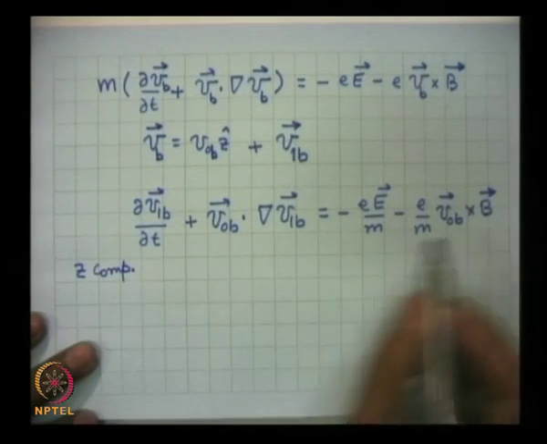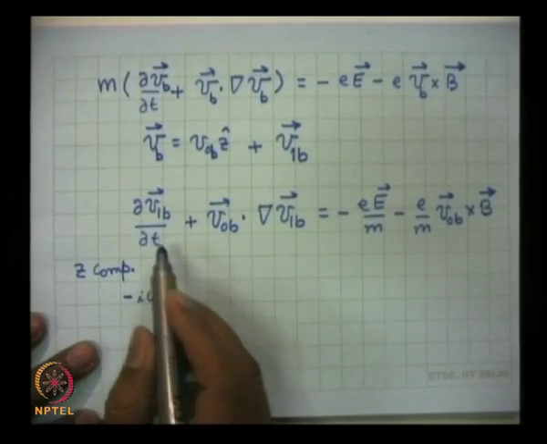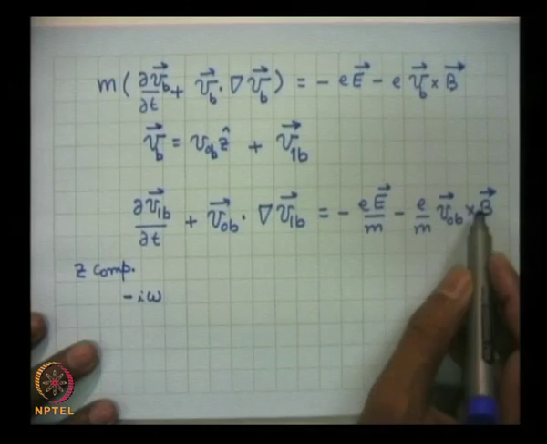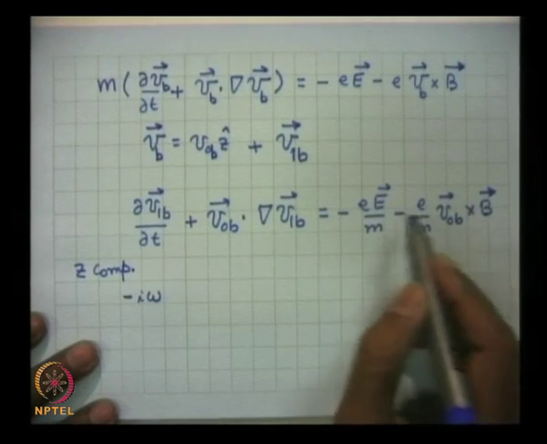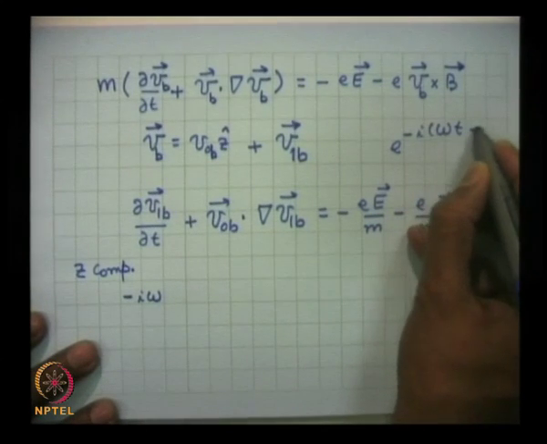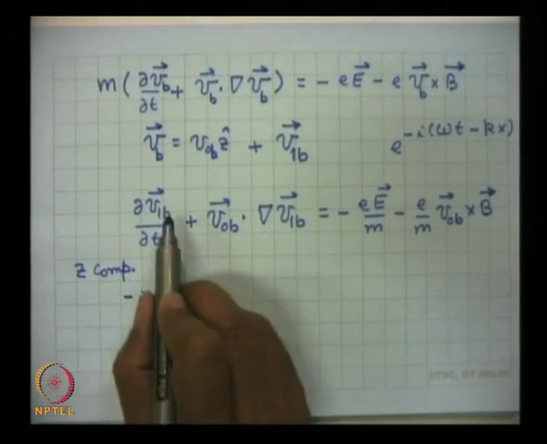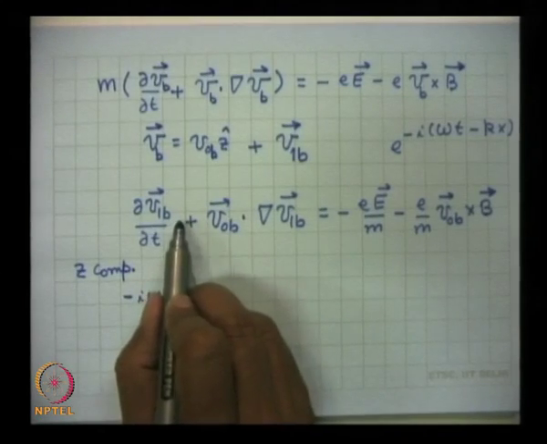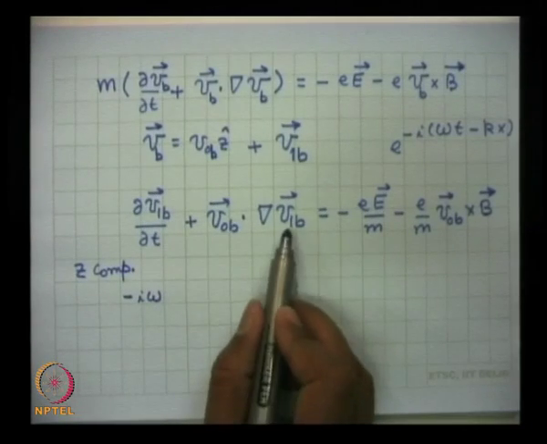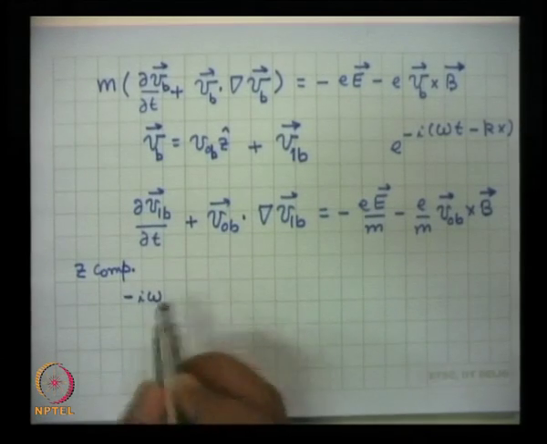The z component of this equation will give you minus iω from here, because I am replacing ∂/∂t by minus iω. The reason is that E and B, this right hand side, is the driver, the source, which has a dependence on space and time like exponential of minus i(ωt minus kx). It means that my response, also in the quasi steady state, should have similar dependence on time and space. So, whenever V1b varies with time and space like this, I can replace ∂/∂t by minus iω.